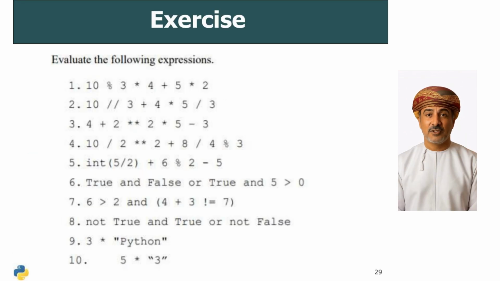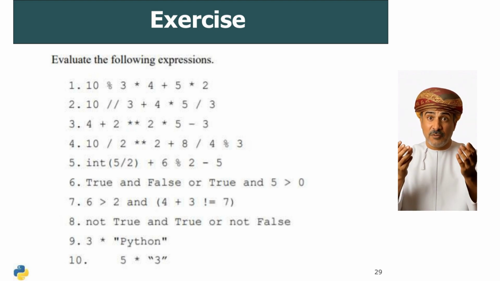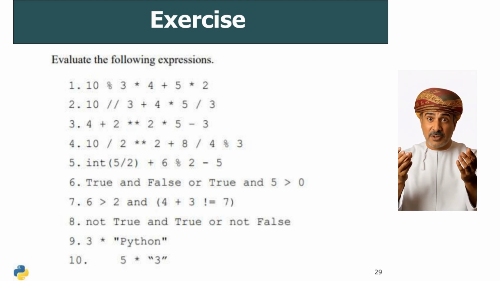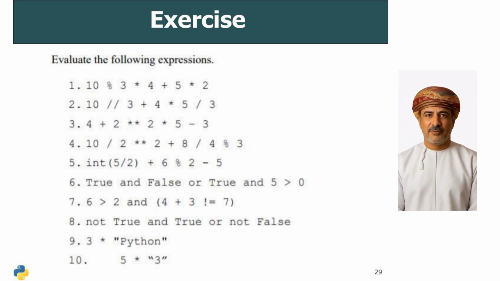Let's apply our understanding of order of operations with an exercise. Calculate the result of 4 plus 3 times 2 minus 1. Remember, multiplication takes precedence over addition and subtraction. Solve the multiplication first, then proceed with addition and subtraction from left to right. This practice reinforces the correct sequence of operations.